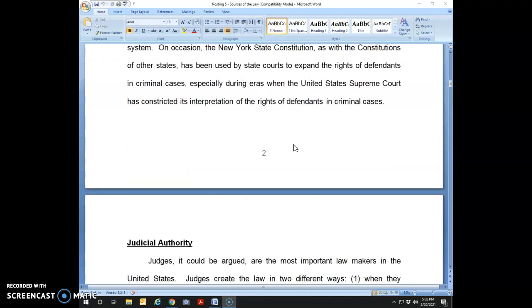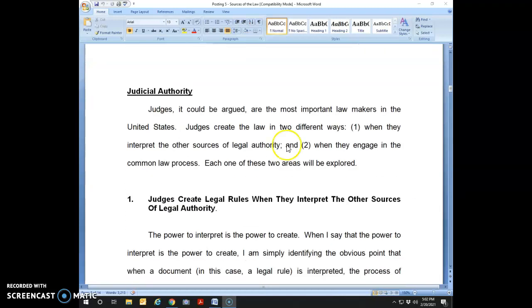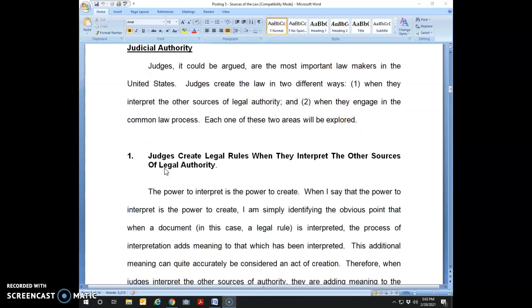And I'll talk more about constitutional authority later, but as we're just going through this list, I'd like to get down to judicial authority. And as I've suggested just a moment ago, judges, it could be argued, are the most important lawmakers in the U.S., when we keep in mind the awesome power of the United States Supreme Court. But in any event, we can say this at this point. Judges create the law in 2 different ways: when they interpret the other sources of legal authority, and when they engage in something that I'm referring to as the common law process.